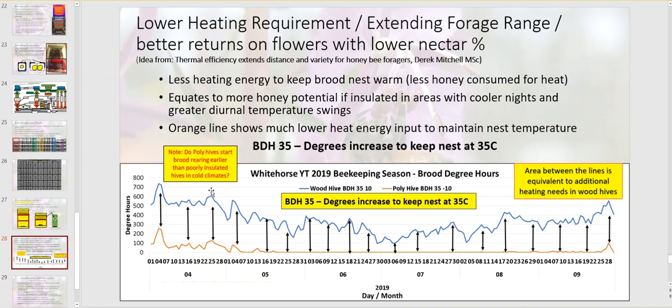Last point, again, it just shows the energy requirements of insulated versus uninsulated, if the nest had to bring the temperature versus exterior temperature to 35 degrees Celsius. So this is just an example of how you can use weather data to your advantage.